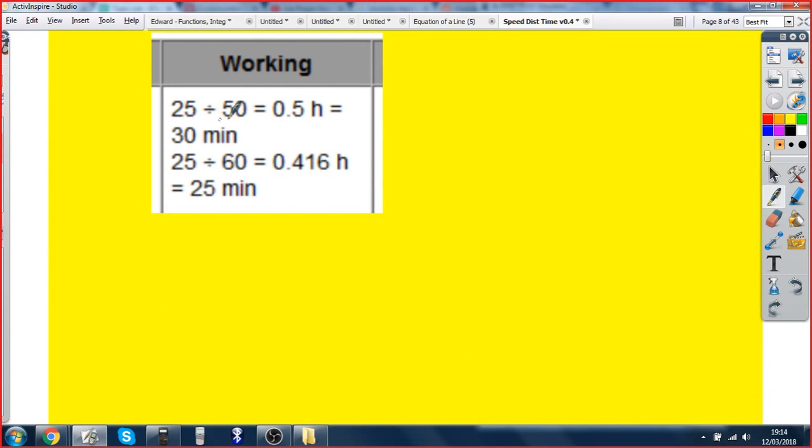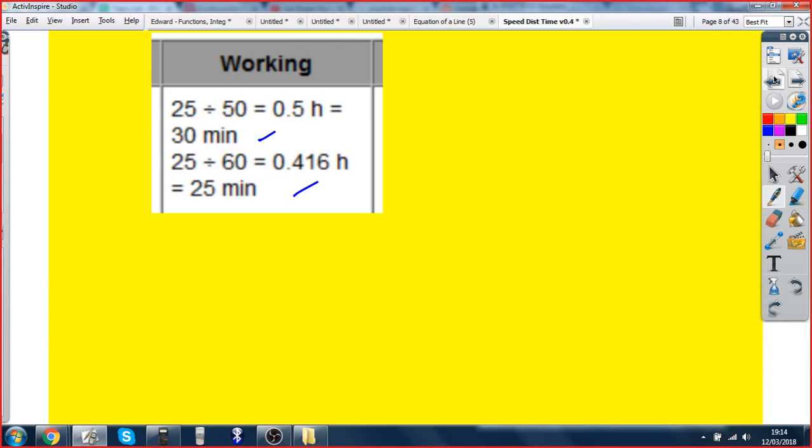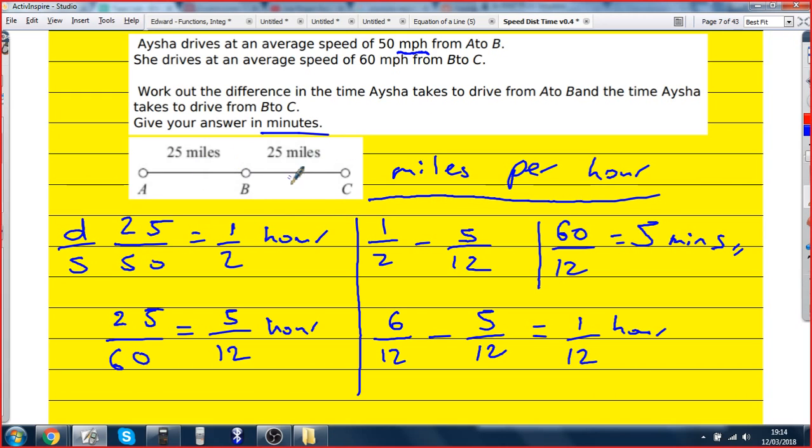So let's see this one. So that was 30, that was 25, and then in total is 5. I don't have the thing for that. I think it's a 4-mark question. Yeah, so the difference in the times, get the time for this one, time for this one, and subtract the 2, and then convert it to minutes. Any questions there?